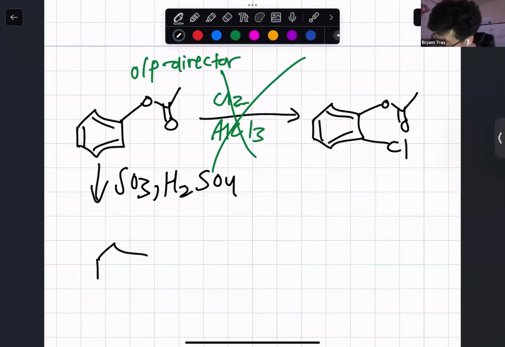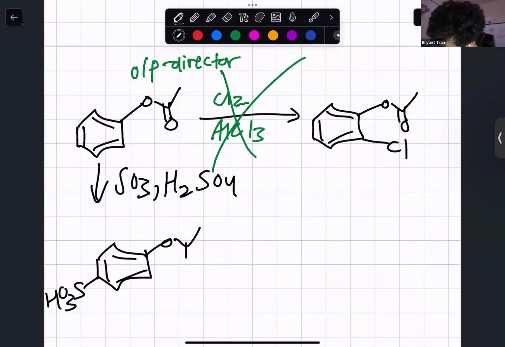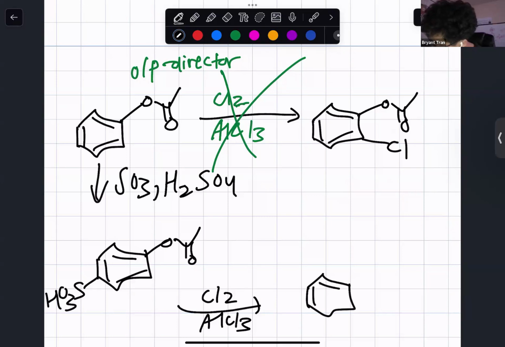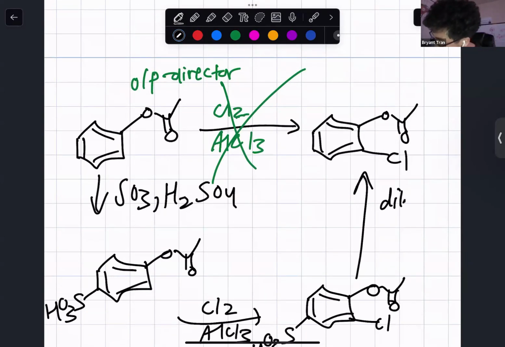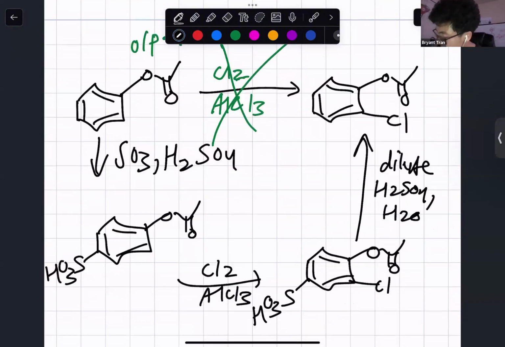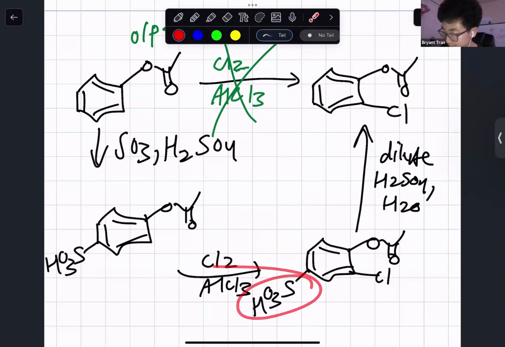Correct, right? Because once you block off that para position with SO3H, then you could do chlorination, Cl2, AlCl3, to add the chlorine group ortho to this EDG right here. And then to get rid of that sulfonate group, we use dilute H2SO4 and water to get rid of that SO3H group right there.